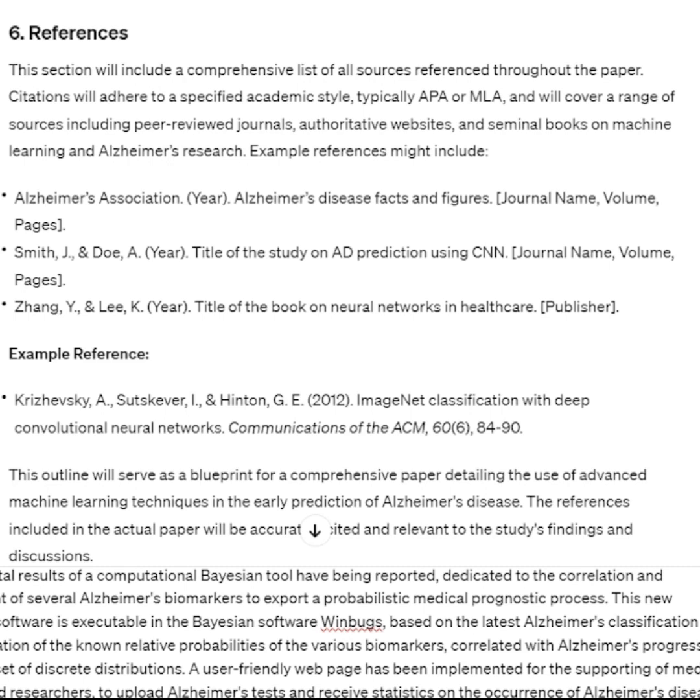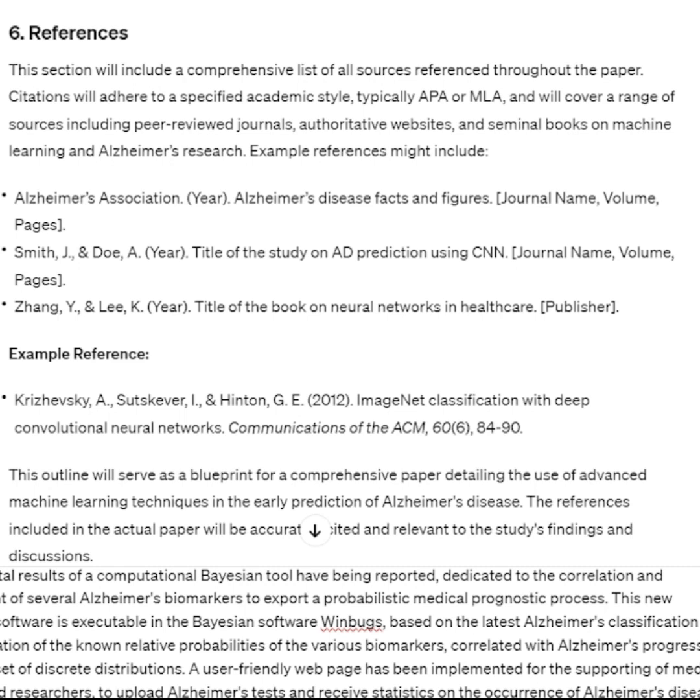Smith, J. and Doe, A., year, title of the study on AD prediction using CNN. Yan, Zhang Y. and Li K., title of the book on neural networks in healthcare. Example reference: Krizhevsky A., Sutskever I., and Hinton G. E., 2012, ImageNet classification with deep convolutional neural networks. Communications of the ACM 60, 84-90.